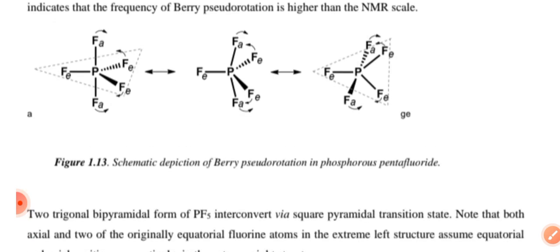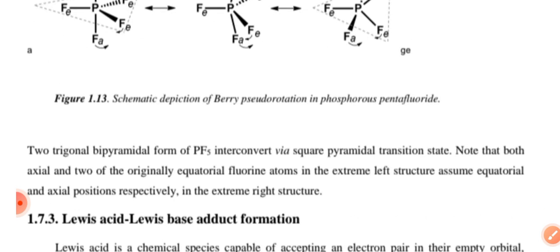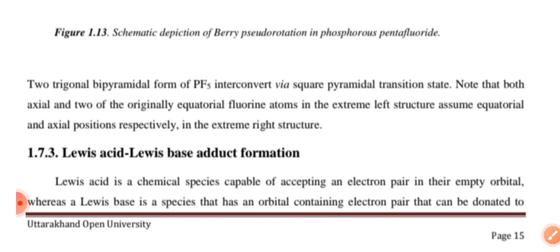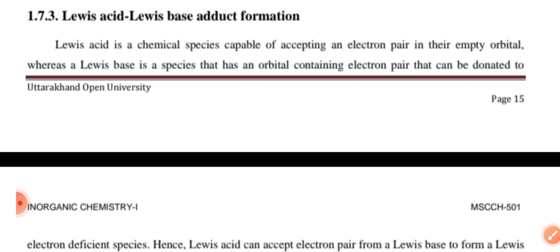Schematic depiction of Berry pseudorotation in phosphorus pentafluoride. Two trigonal bipyramidal forms of PF5 interconvert through a square pyramidal transition state. Note that both axial and two of the original equatorial fluorine atoms in the extreme left structure assume equatorial and axial positions respectively in the extreme right structure.